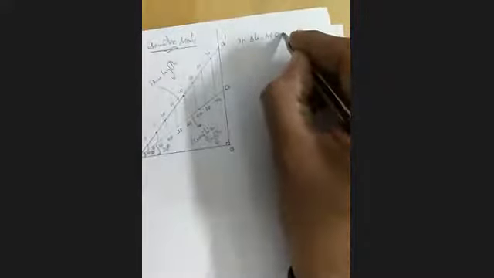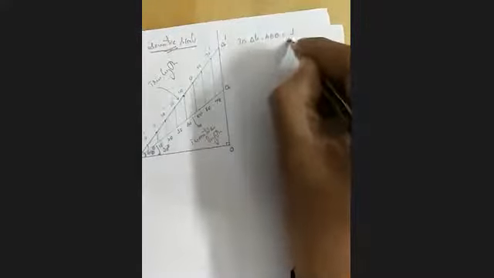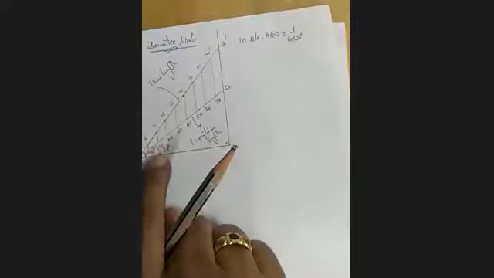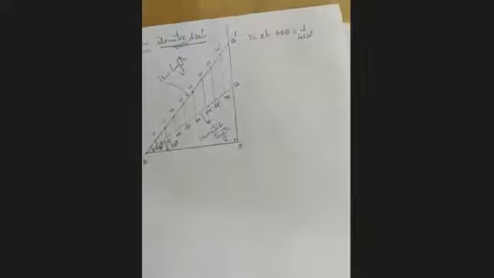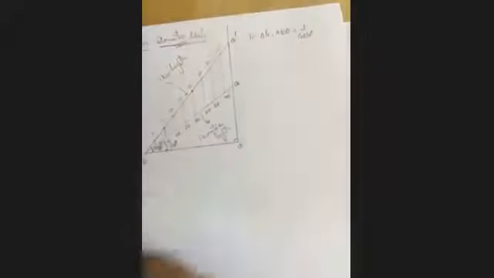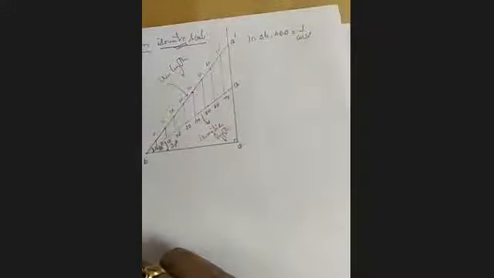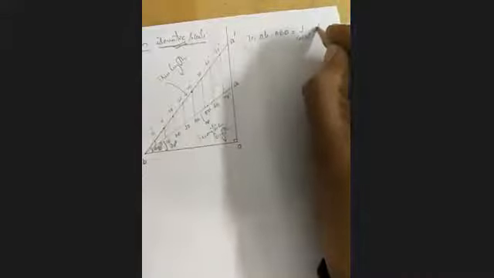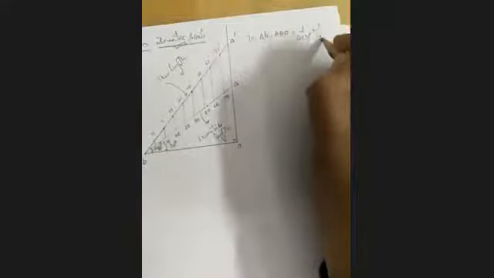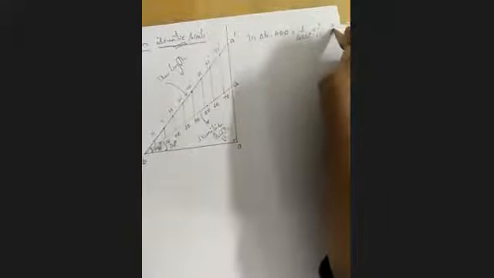1 by cos 30. How much angle is it? 30 degrees. 1 by cos 30. What is the value of cos 30? Root 3 by 2. So 1 by root 3 by 2. Can I write 2 by root 3?